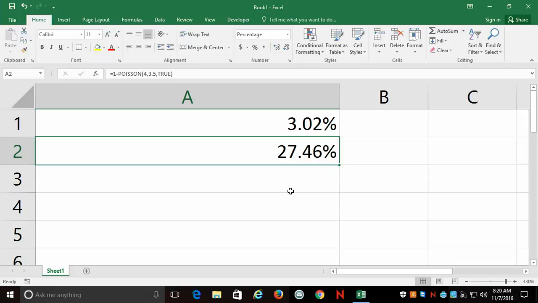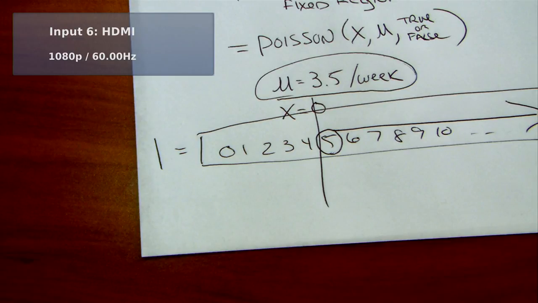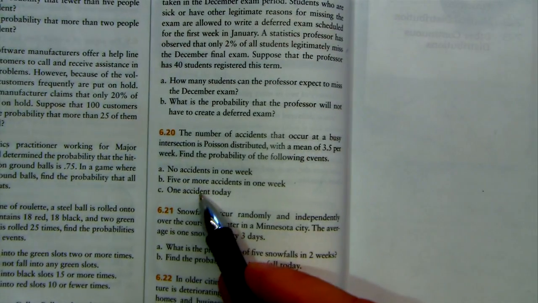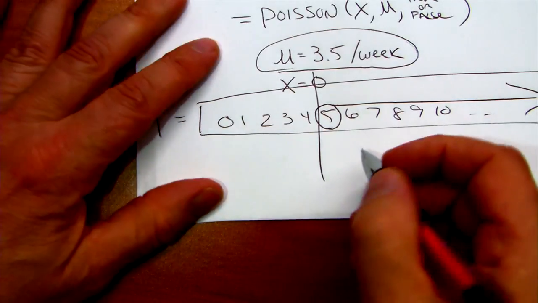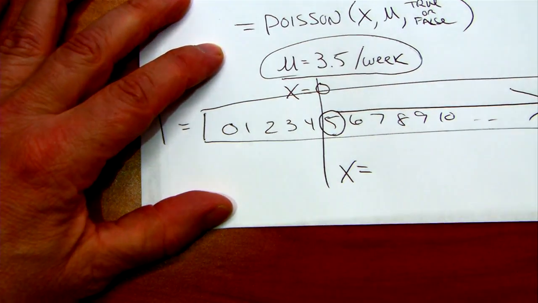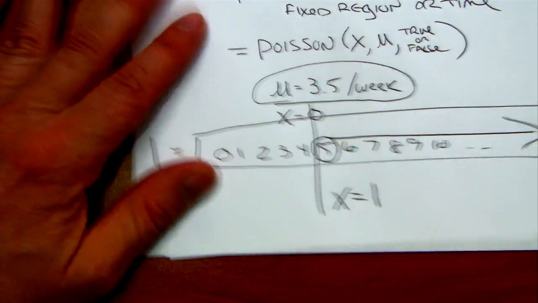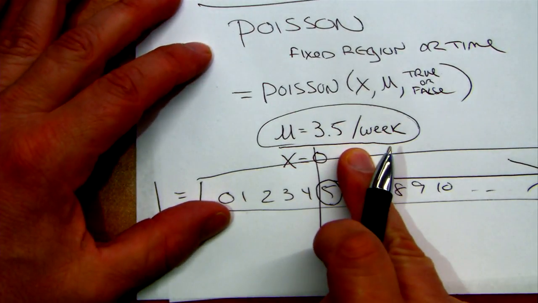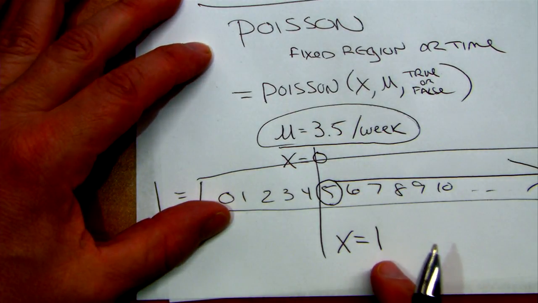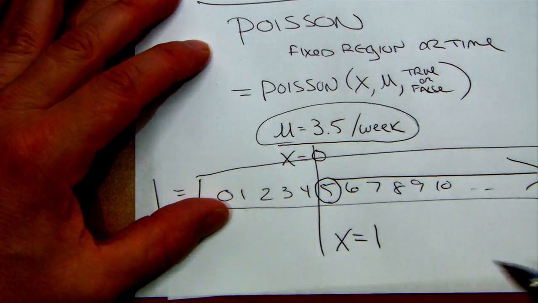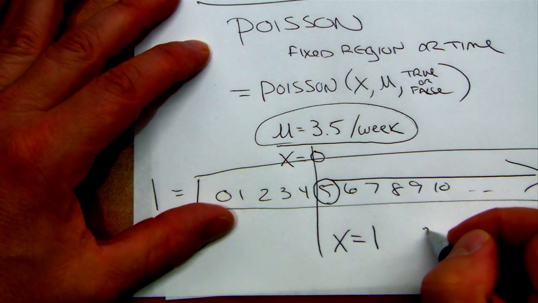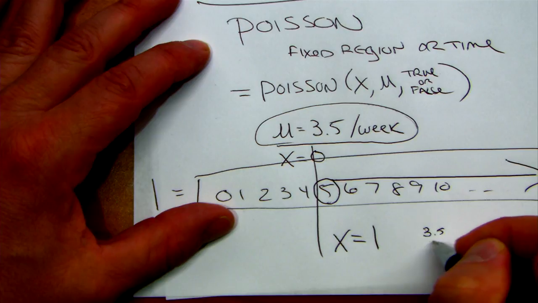Okay? Let's look at part C, or letter C. Okay, 1 accident today is what letter C says for number 20. 1 accident today. So not so bad. We can think about that. Well, x is equal to 1. That's easy. But our mean is over a week, and we're looking for 1 day. So we have to adjust our mean. So the way we do that is 3.5 accidents.